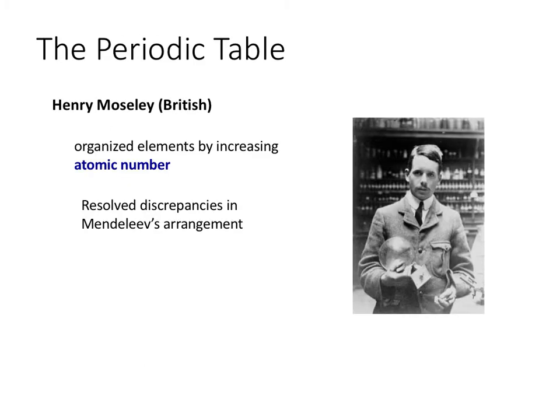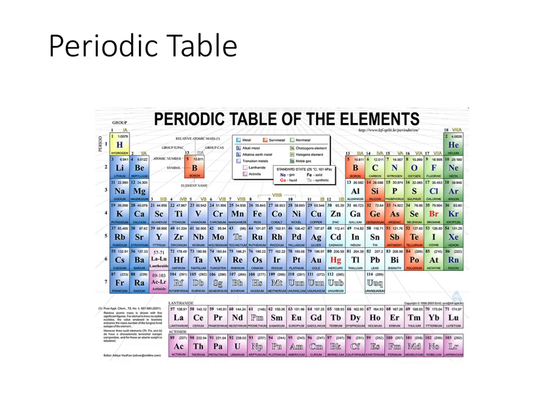Now, it took a British scientist, Henry Moseley. He organized the elements by increasing atomic number, so based on the protons, how we have it organized now. And basically, this organization is what we currently use. It's much more user-friendly, it fits on a nice page, and it resolves some of the discrepancies and difficulties associated with Mendeleev's arrangement.